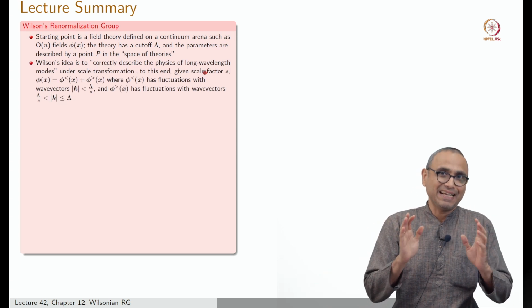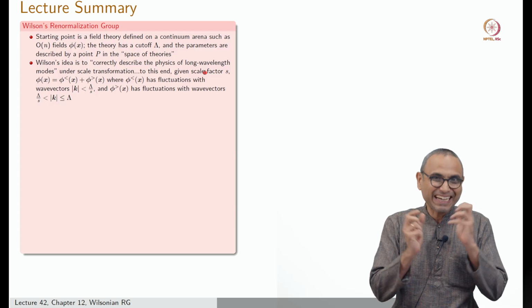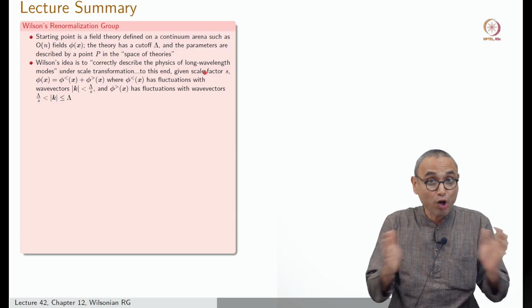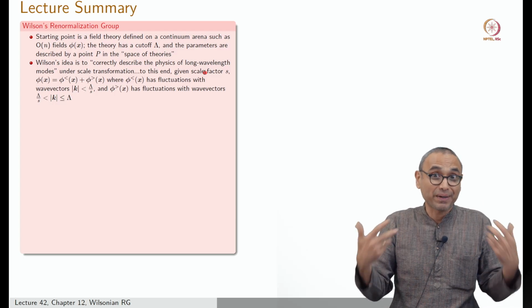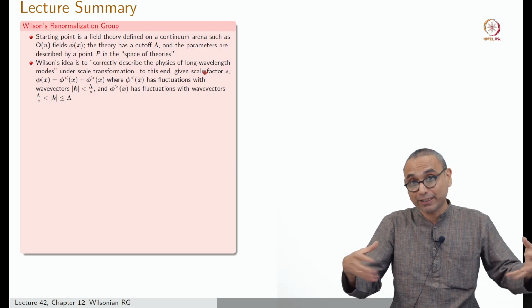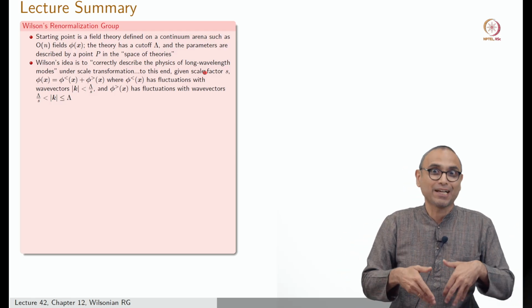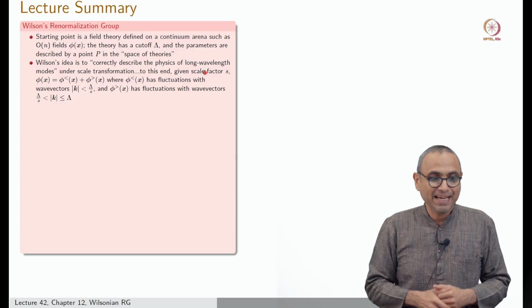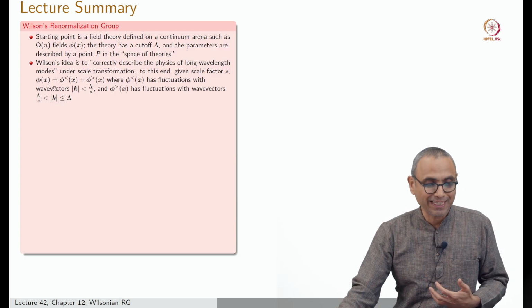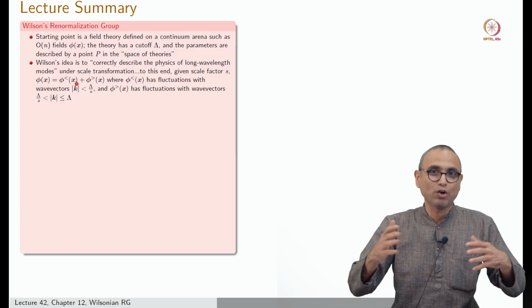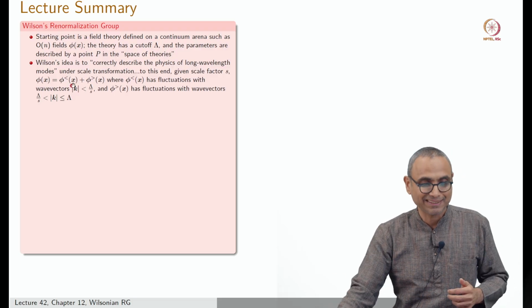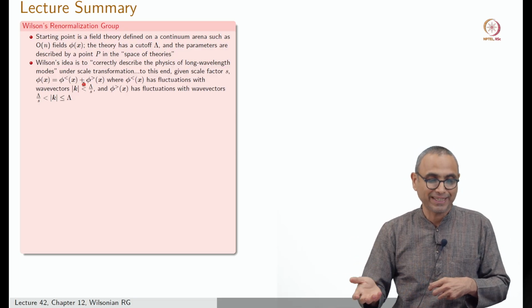Wilson's idea, to put it in a nutshell, is to correctly describe the physics of long wavelength modes, and in particular ask what is the effect of short wavelength modes on the long wavelength modes. This is achieved by taking the field and splitting it into a long wavelength piece, phi less than, and a short wavelength piece, phi greater than.